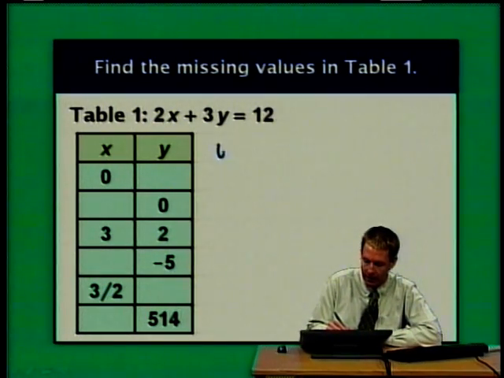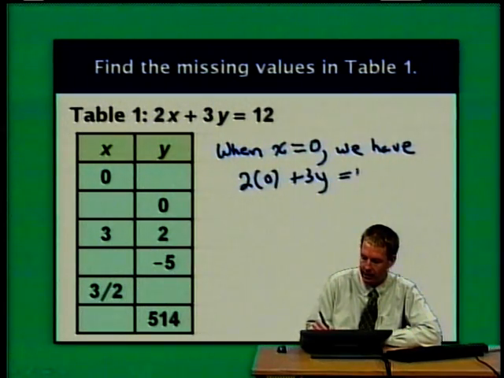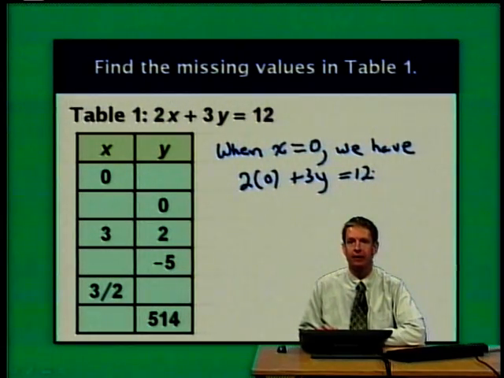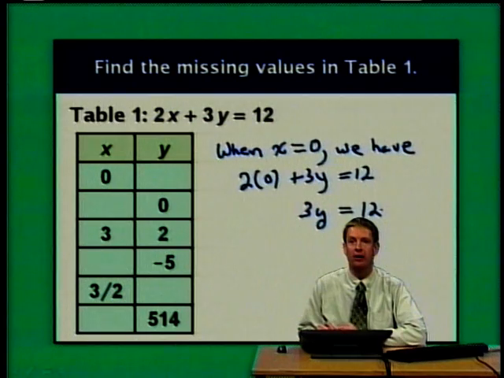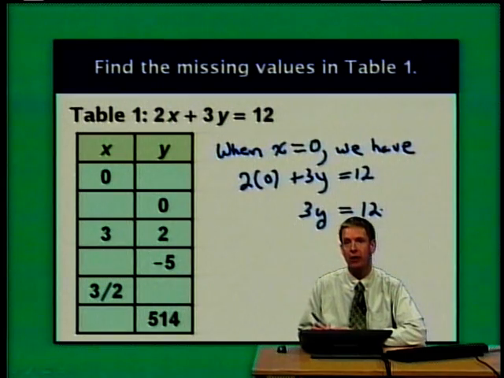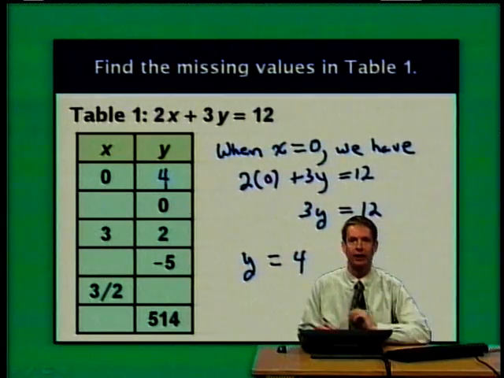So let's go back to the first row and start filling in the other values. When x is 0, we have the equation 2 times 0 plus 3y equals 12. Simplifying the left side of the equation, we just have 3 times y equals 12. When I apply the multiplication property of equality, I need to divide both sides of the equation by 3. When I do that, on the left, I'm just left with y, and on the right, I'm left with 12 divided by 3, which is 4. So when x is 0, y is 4.